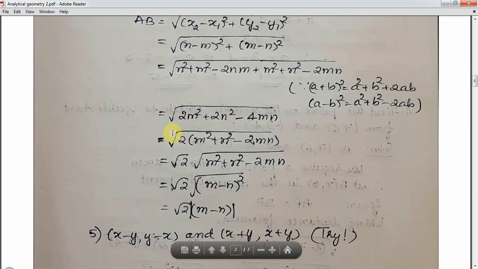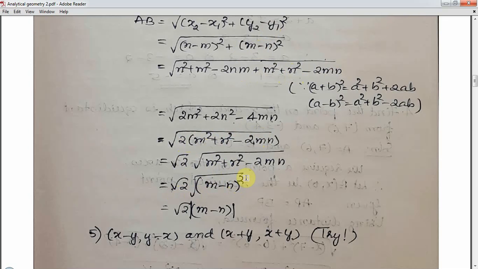Here, which property have we used? We have used a property of square roots: root of a into b can be written as root of a into root of b. Therefore, root of 2 into this term can be written as root of 2 into root of this term separately. So, root 2 into, this is again of the form, what is this? We have written here, right? n square plus n square minus 2mn, that is nothing but m minus n whole square. Therefore, this is again m minus n whole square.